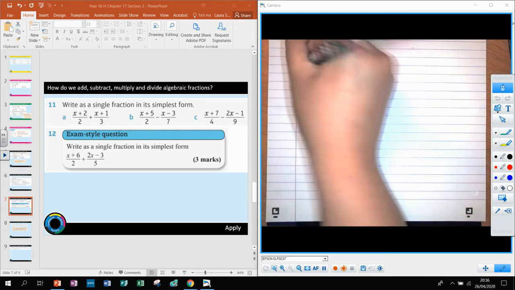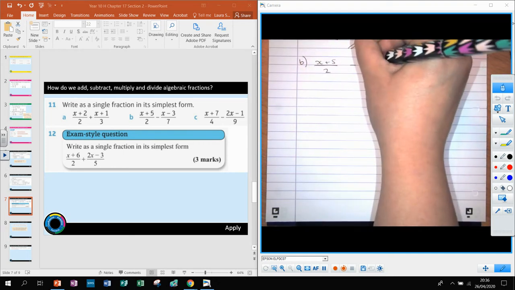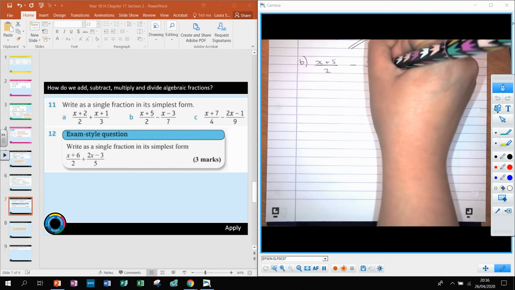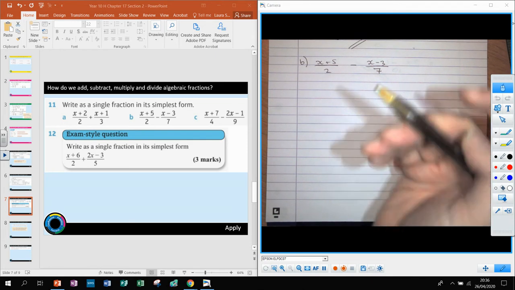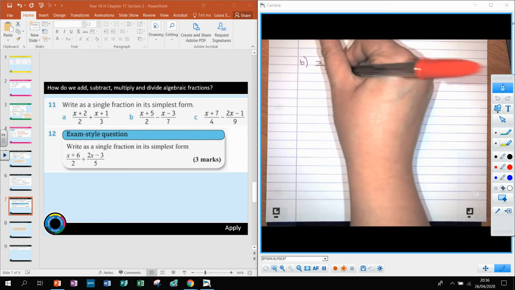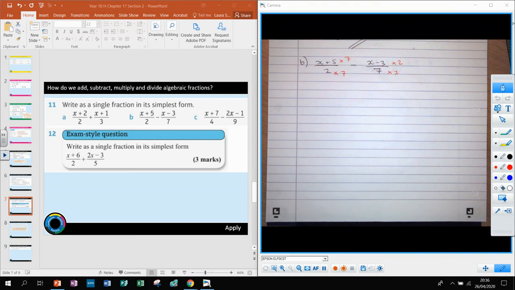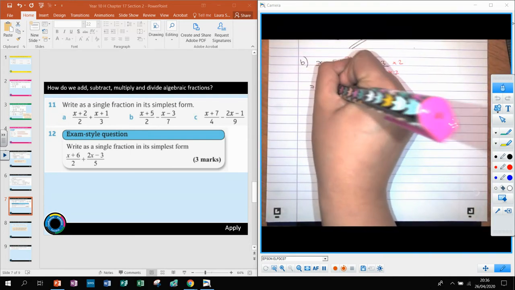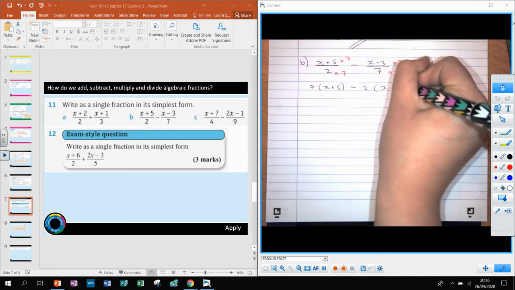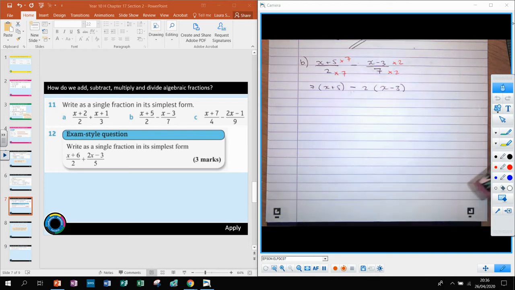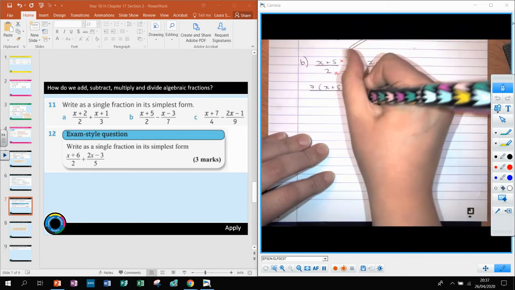Okay, so for part B, let's take a look. We have x plus 5 over 2 minus x minus 3 over 7. Okay, it's really important that we keep track of our brackets and don't try and do this all in one step, okay? And that's particularly when we've got a negative. That's important. So we're multiplying by 7 and we're multiplying by 2, okay? So we've got 7 brackets x plus 5 minus 2 brackets x minus 3. So notice that that sign is what was here. Okay, and that is all going to be over 14 because 2 times 7 is 14.